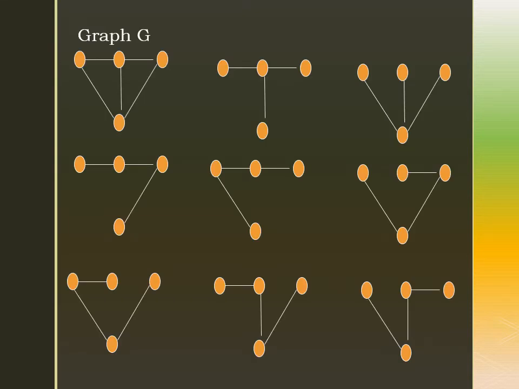Consider the example where the graph G contains 4 nodes and 5 edges. According to the definition of a tree, for 4 nodes, there must be 3 edges to obtain a tree. So we need to remove 5 minus 3, that is 2 edges from this graph to obtain a spanning tree. And this is obtained by removing any 2 edges. We get these 8 different spanning trees.